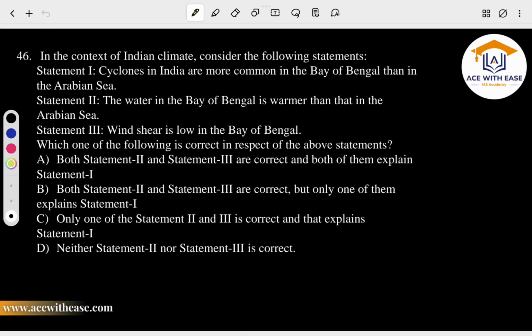46th, in the context of Indian climate, consider the following statements. Cyclones in India are more common in Bay of Bengal than in the Arabian Sea. So the first statement is correct. We all know the Bay of Bengal cyclones are very much destructive rather than the Arabian Sea cyclones. Water in the Bay of Bengal is warmer than the water in the Arabian Sea. Yes, warmer. That is the reason we have highly intense cyclones.